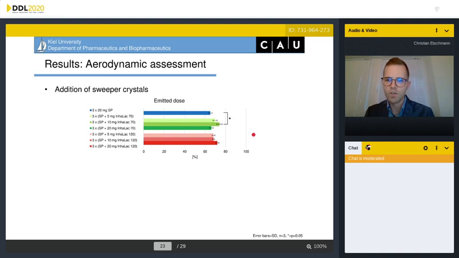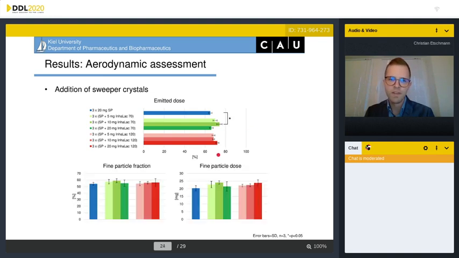The addition of Inhalac 120 had no significant effects on the emitted dose. When having a look at the fine particle fraction and fine particle dose, again, a maximum can be found after the addition of 10 milligram Inhalac 70. So the fine particle dose increased from 20 milligram for the pure soft pellet formulation to 24 milligram. This corresponds to an increase of 4 milligram, or in relative value 20%. The addition of Inhalac 120 had no significant effects on fine particle fraction or fine particle dose.